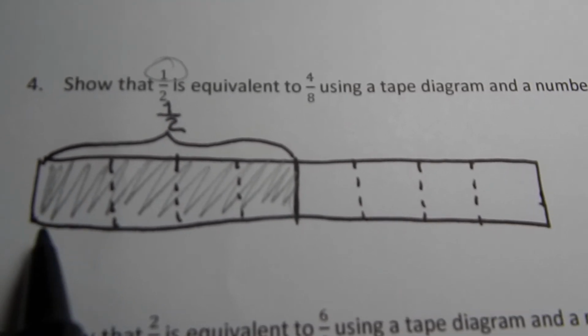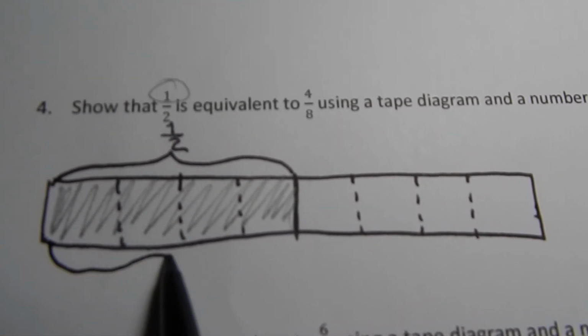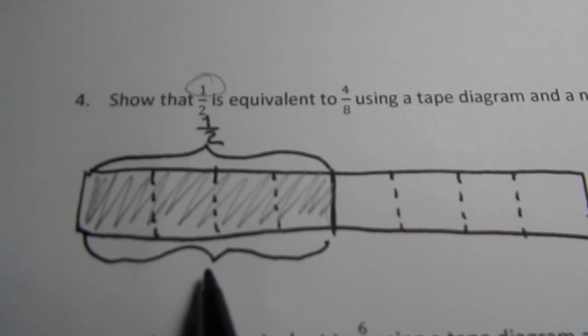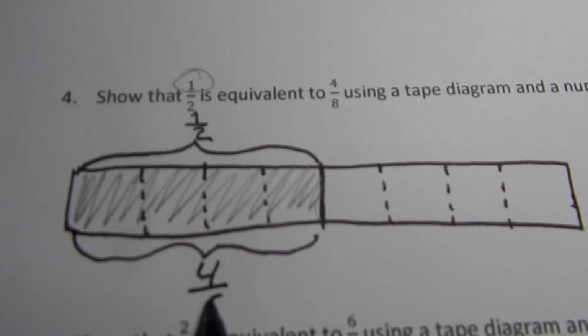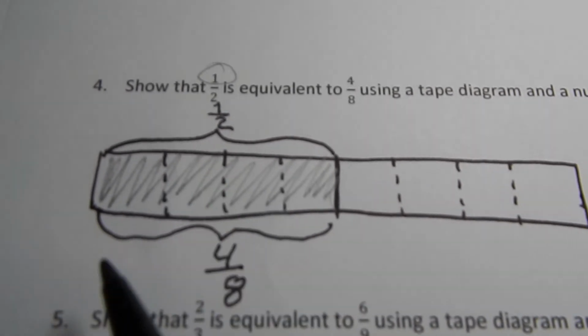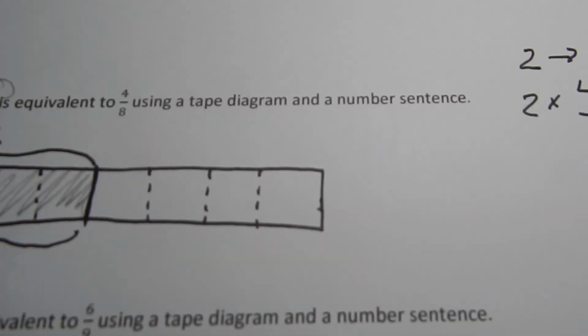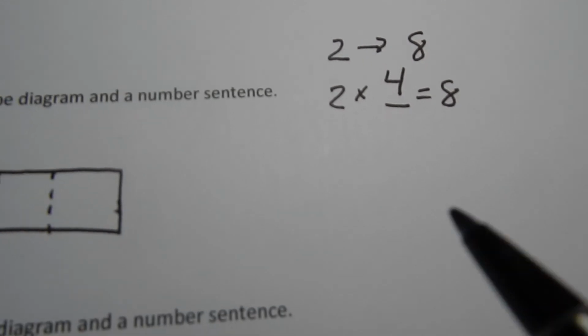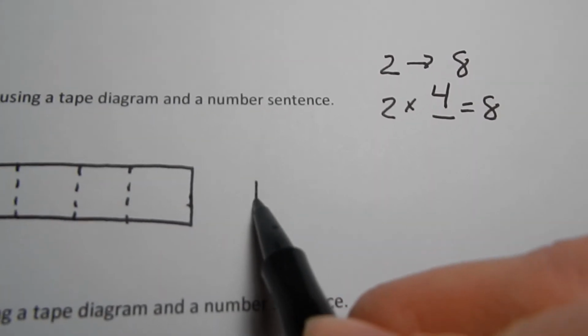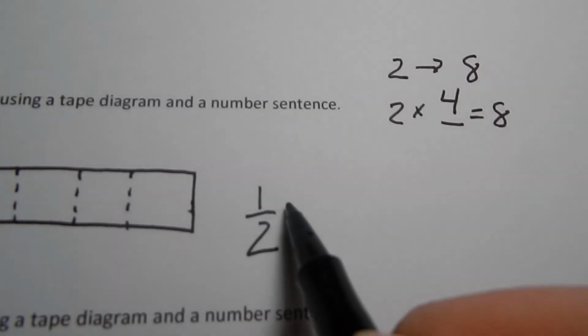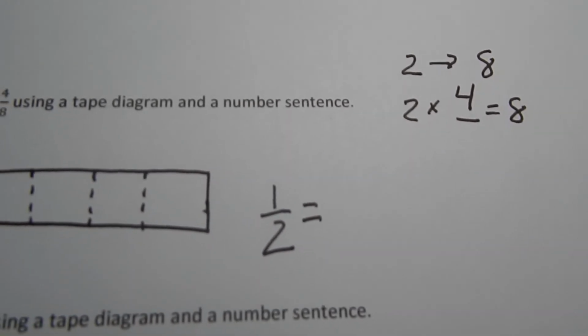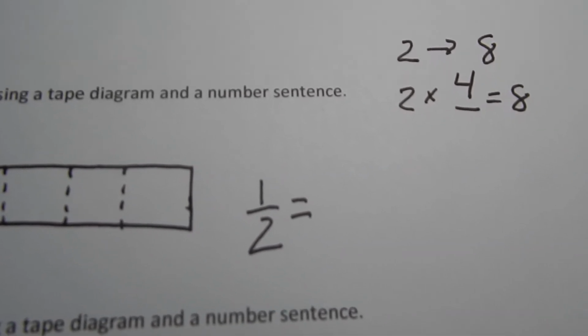The other thing that I could do is I could bracket this whole thing off and say that I have 4/8 because I have 4 of them shaded. So now, just from this drawing, you can see that 1/2 is the same as 4/8. Now, we have to also show a number sentence. So I'm going to start with 1/2. And I need to show how I turned that into 4/8.